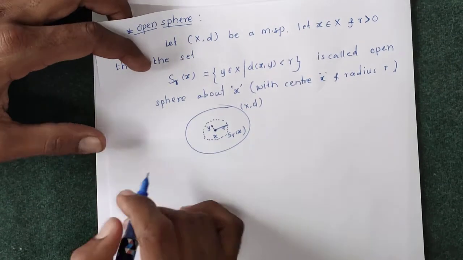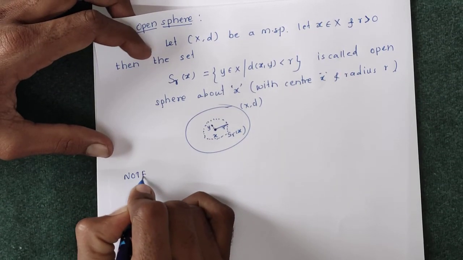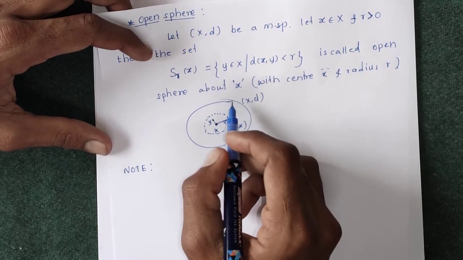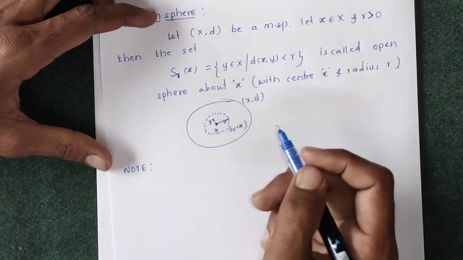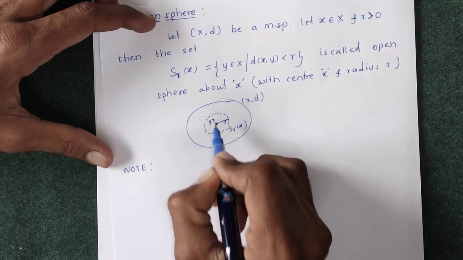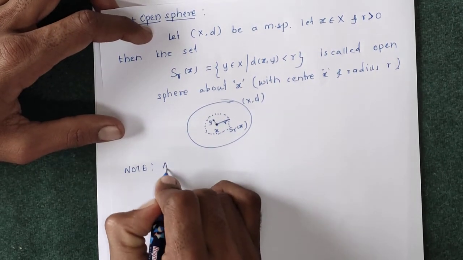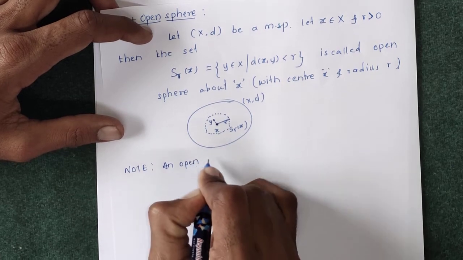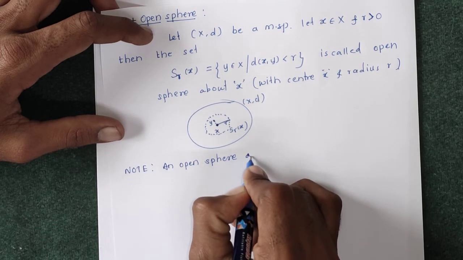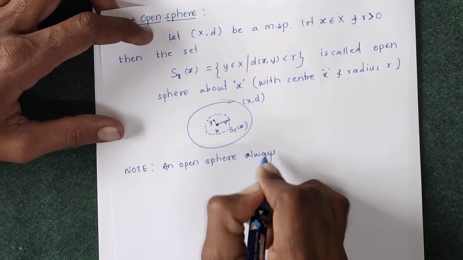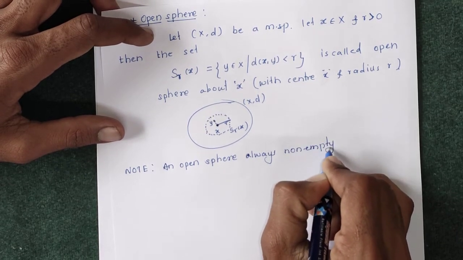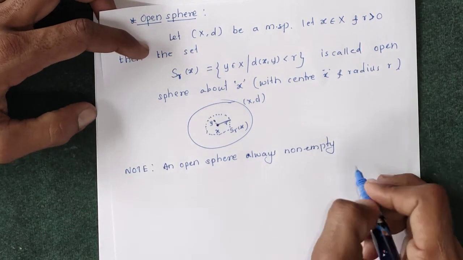And one note is, if we take any open sphere, then that open sphere is non-empty, because at least that open sphere contains its center. An open sphere is always non-empty, since it at least contains its center.